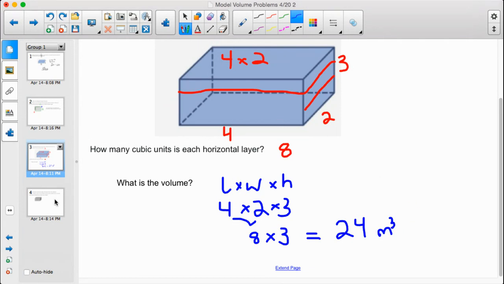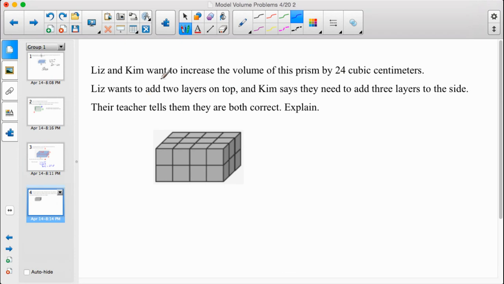My next problem is about 2 different people. It says Liz and Kim want to increase the volume of this prism by 24 cubic centimeters. Liz wants to add 2 layers on top. Kim says they need to add 3 layers to the side. The teacher tells them they are both correct. Explain. So we have to think about this.